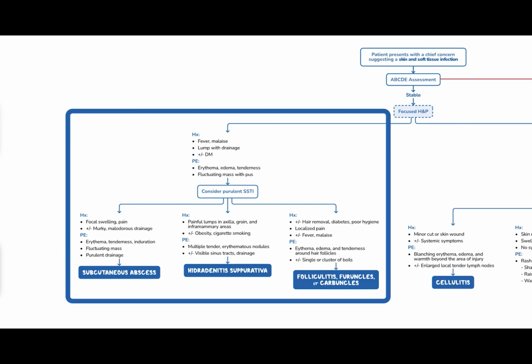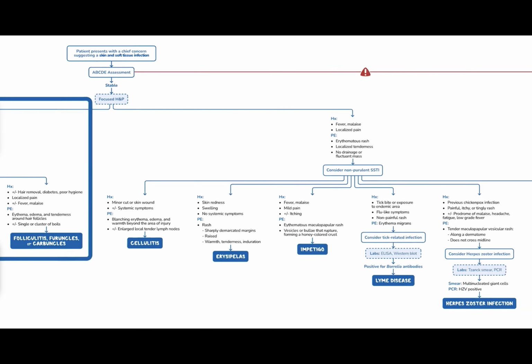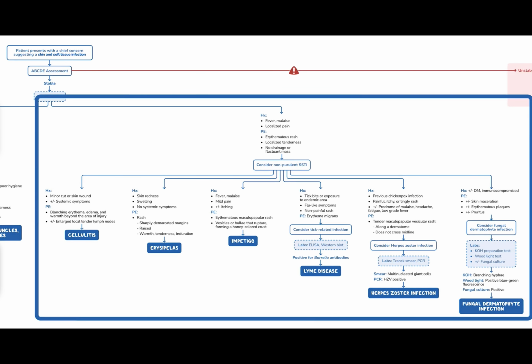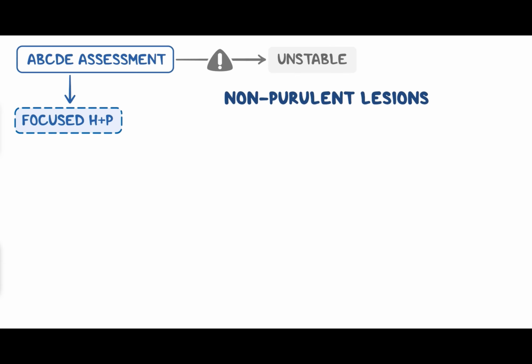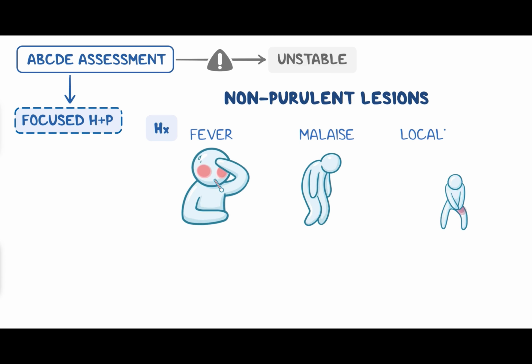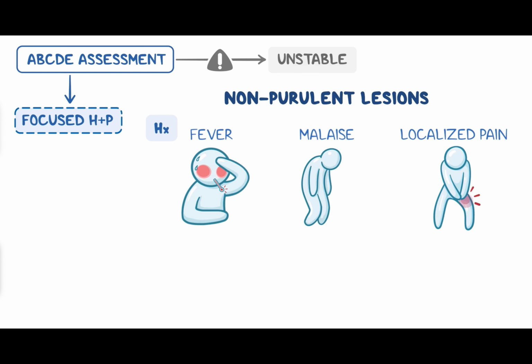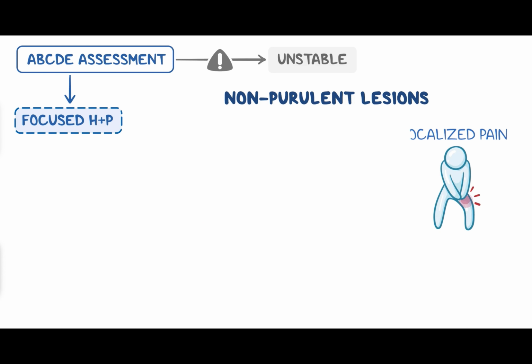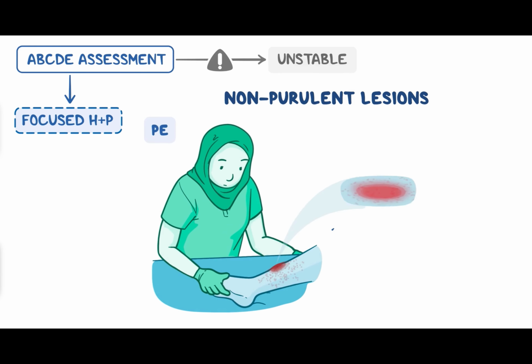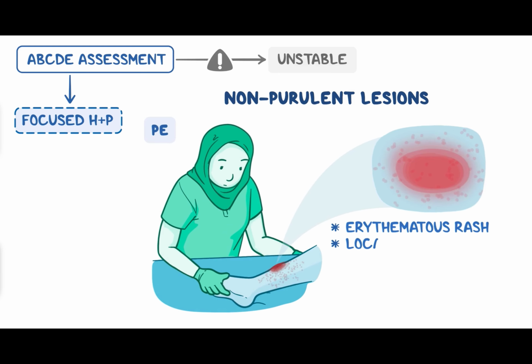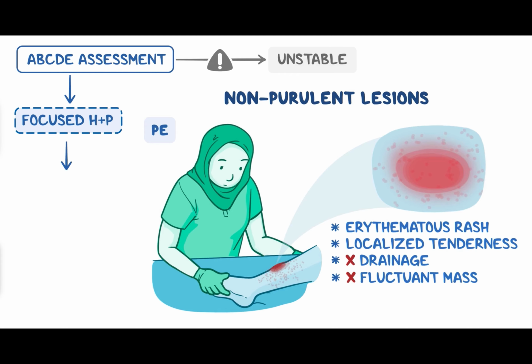Alright, now that we went over the purulent lesions, let's go back and talk about the non-purulent ones. Non-purulent SSTIs generally refer to infections without a collection of pus. Although history entails nonspecific symptoms like fever, malaise, and localized pain, the physical exam will likely show an erythematous rash with localized tenderness but without drainage or fluctuant mass. These signs should lead you to consider non-purulent lesions.